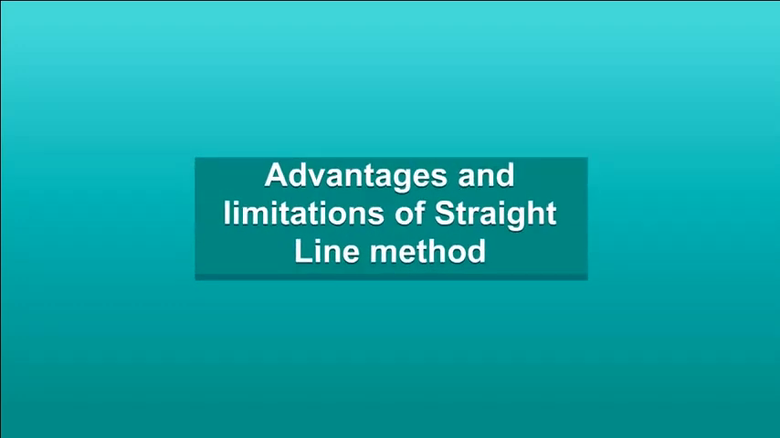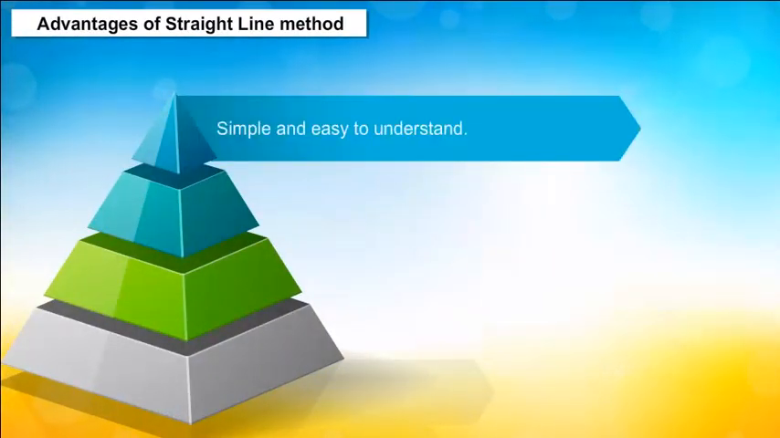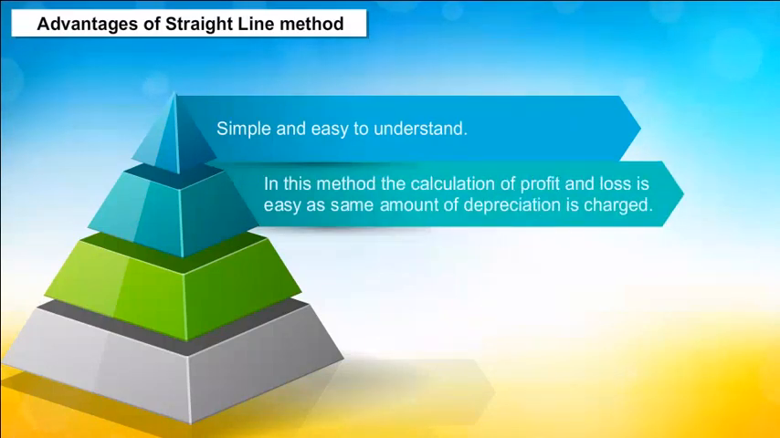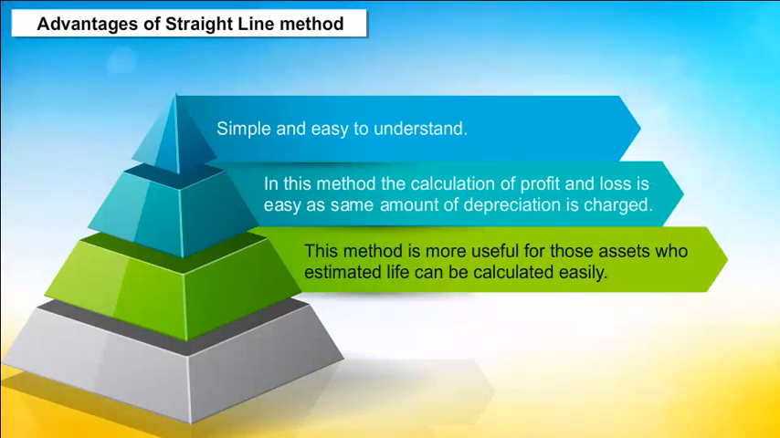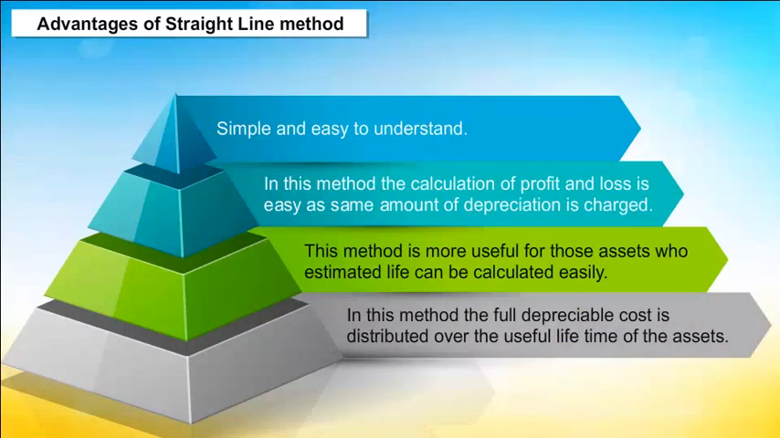Advantages and limitations of straight line method. Advantages of straight line method. Simple and easy to understand. In this method, the calculation of profit and loss is easy as same amount of depreciation is charged. This method is more useful for those assets whose estimated life can be calculated easily. In this method, the full depreciable cost is distributed over the useful lifetime of the assets.